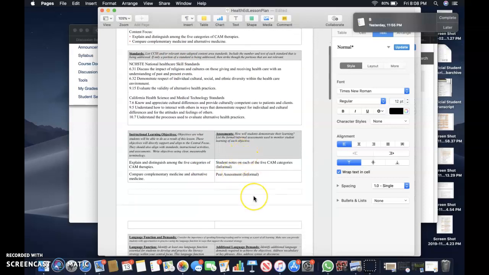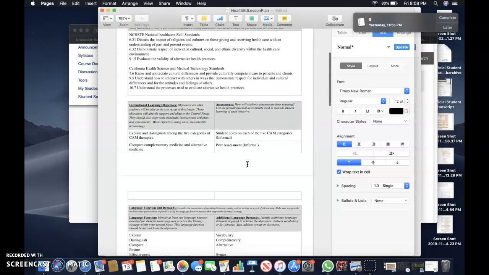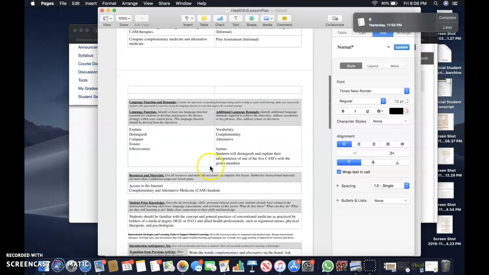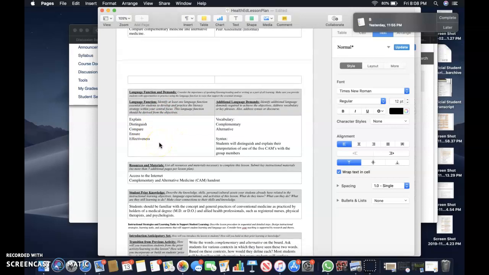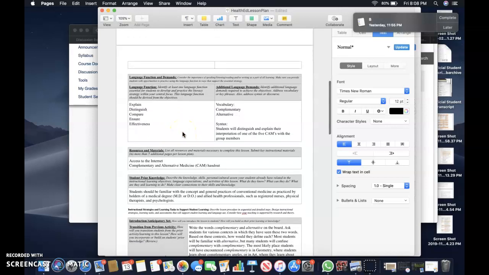The assessments are just very informal, nothing too deep, since this is the very first assignment of the chapter, so they're keeping it very simple. Next, the language functions that are used: explain, distinguish, compare, ensure, effectiveness. These are the main language functions that we're focusing on in this lesson.